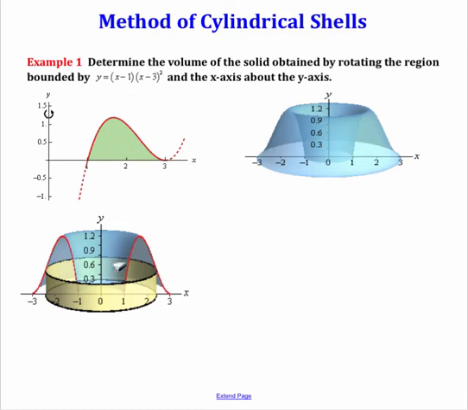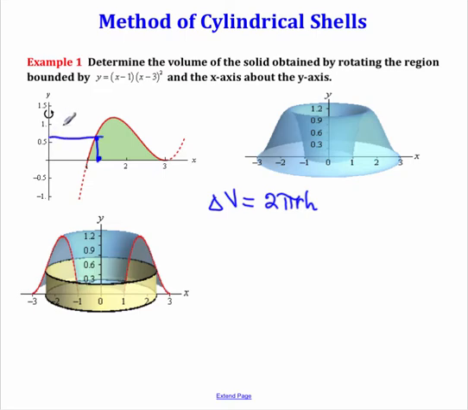We already have a picture of one single shell. So remember the volume of one shell is going to be 2 pi r h times dx or dy. In this case, our shells are going to go this way. So that's going to be my height.